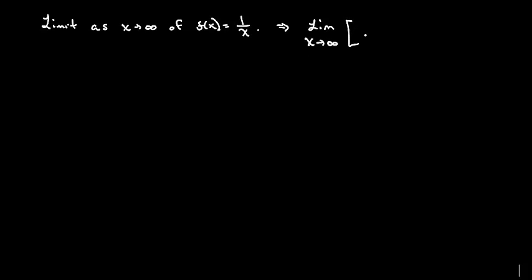So for part A, we want to find the limit as x approaches infinity, or as x becomes extremely large in the positive direction, of the function f of x is equal to 1 over x. Notation, we write it as this: the limit as x approaches infinity, and now we put our function in here, 1 over x. Let's just go ahead and make that look a little bit better.